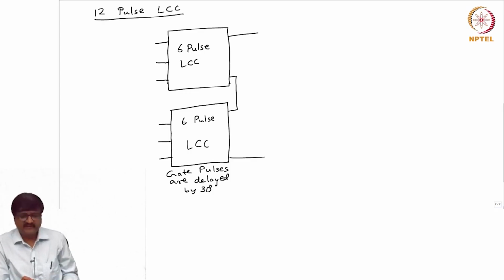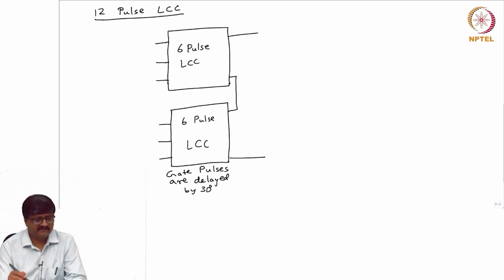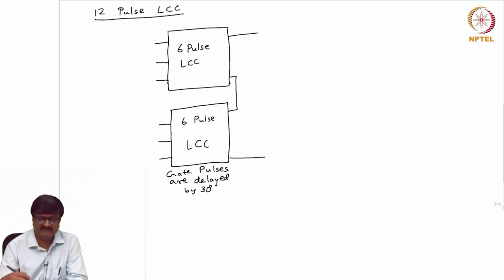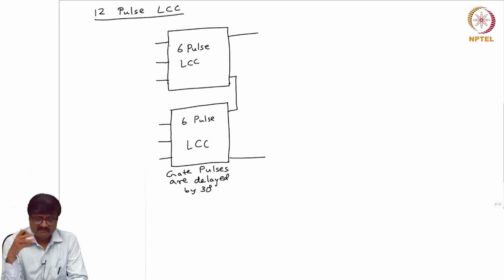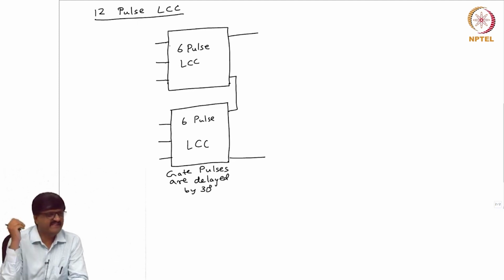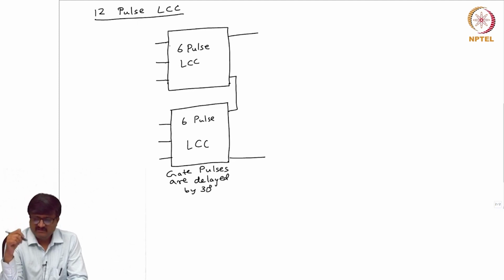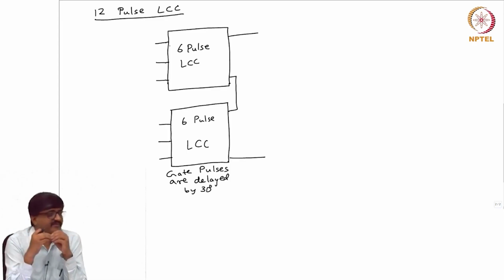Now, you see that if you take any current, suppose I take the fundamental current, the fundamental currents flowing on the AC side of the second 6 pulse LCC are lagging the fundamental currents of the first 6 pulse LCC. They are equal in magnitude, but lagging by 30 degrees. If you take any harmonic component, it is 30 degrees into H. Similarly, on the DC side also, if you take any harmonic components, there is a 6th harmonic, 12th harmonic. So, the harmonic component of the second 6 pulse LCC is lagging the corresponding harmonic component of the first 6 pulse LCC by 30 degrees into H.